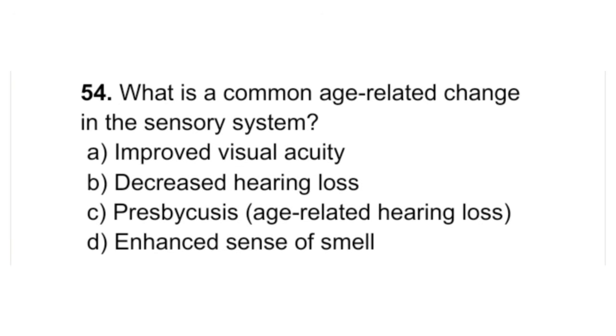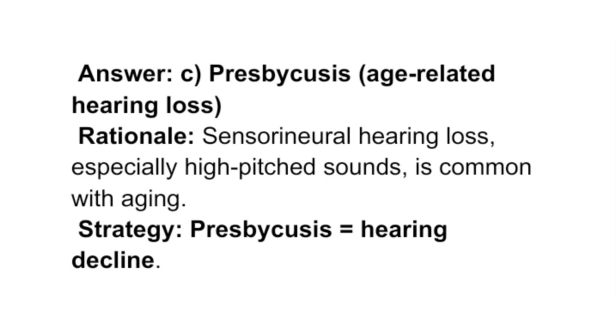54. What is a common age-related change in the sensory system? A. Improved visual acuity. B. Decreased hearing loss. C. Presbycusis, age-related hearing loss. D. Enhanced sense of smell. Answer: C. Presbycusis, age-related hearing loss. Rationale: sensorineural hearing loss, especially of high-pitched sounds, is common with aging. Strategy: presbycusis equals hearing decline.